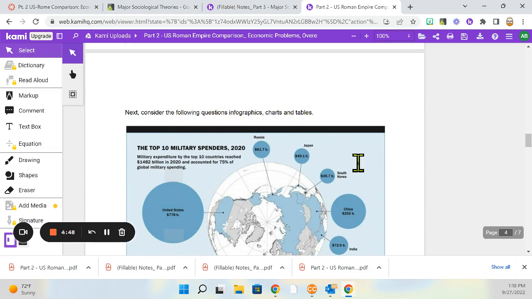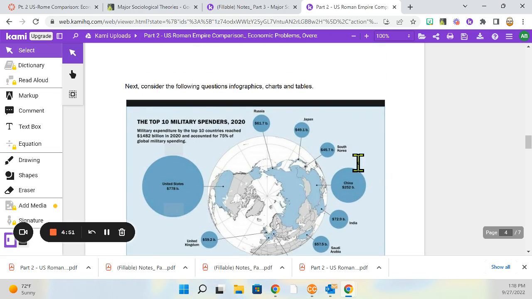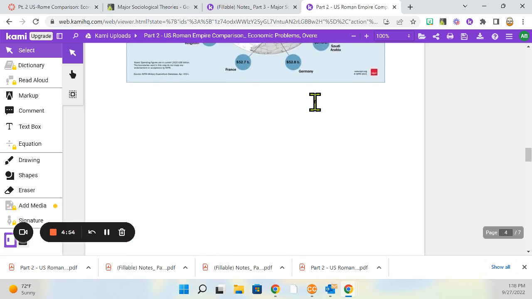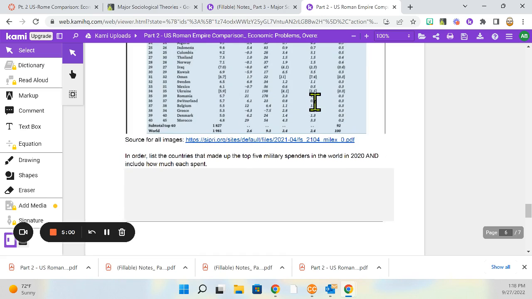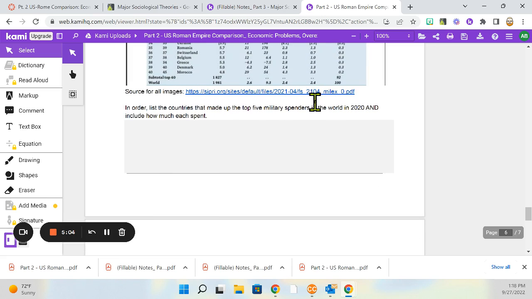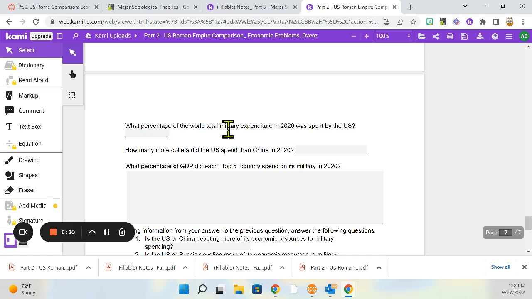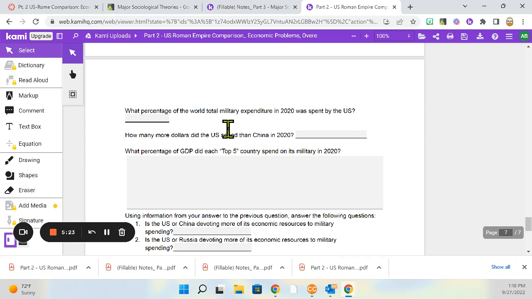Okay. Next up, you've got a trio of things that are all related. An infographic, pie chart, and a table. Using those three things, I want you to answer these questions or complete these tasks. First, in order, list the countries that made up the top five military spenders in the world in 2020 and include how much money each of them spent. Using that same information, you're going to tell me what percentage of the world's total military spending in 2020 was spent just by the United States alone.